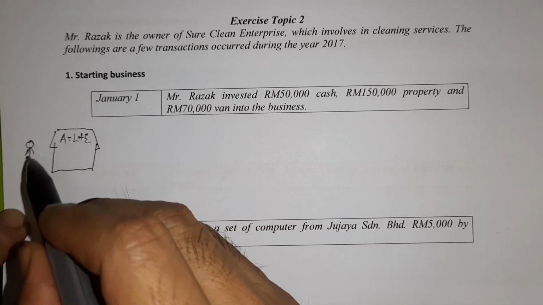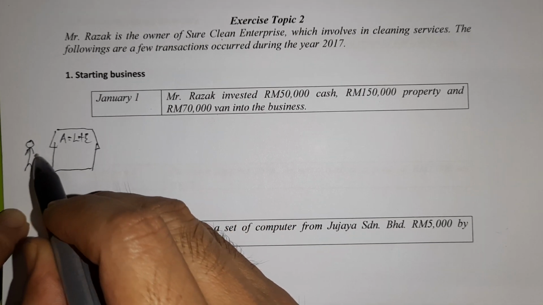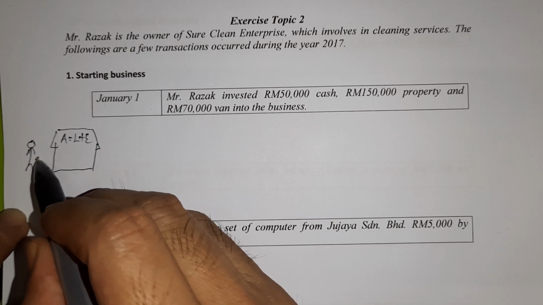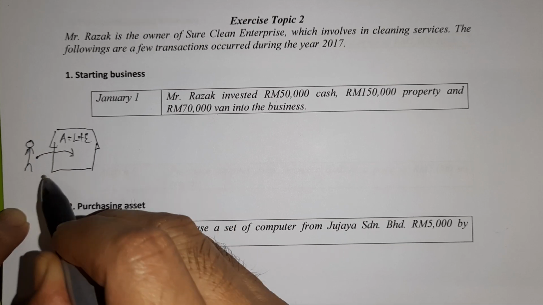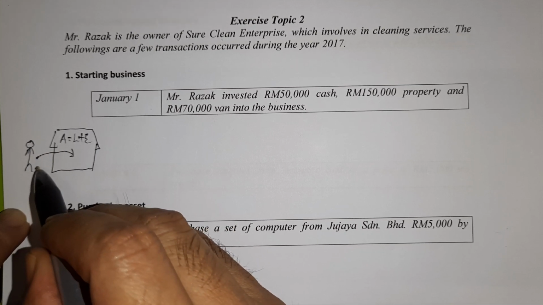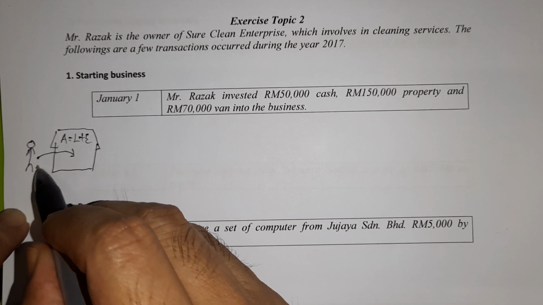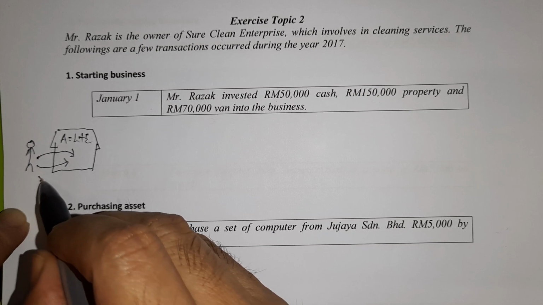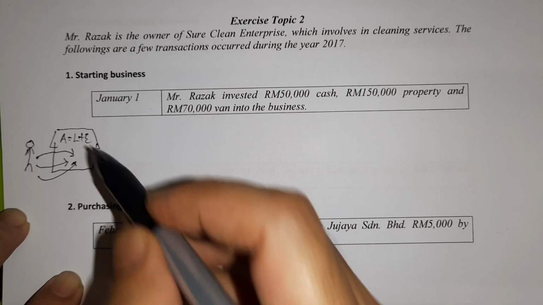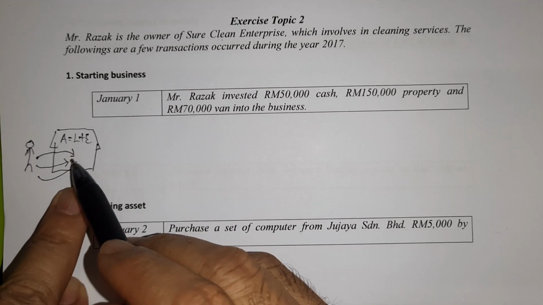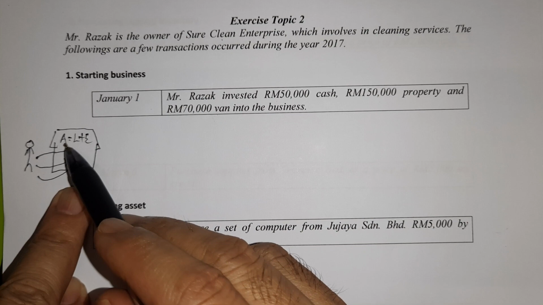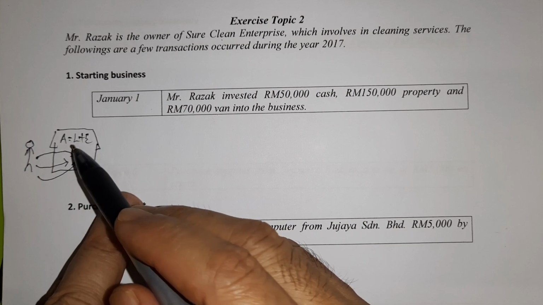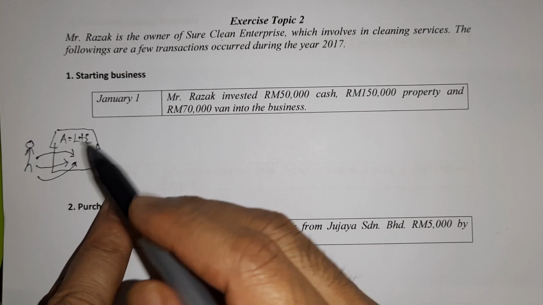So it means that the owner takes something from his pocket or from his own belongings and puts it into the business. So first the owner put the cash, and then the owner gave the property to the business, and then the owner put a van into the business. So what happened to the business? When the business gets these things, they are assets. So the effect of this event on the accounting equation of the business is like this.